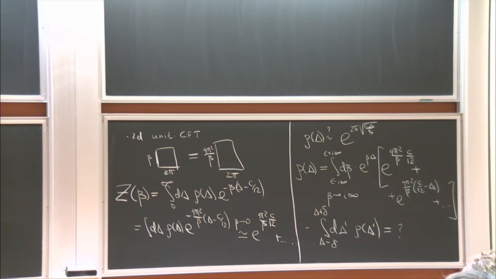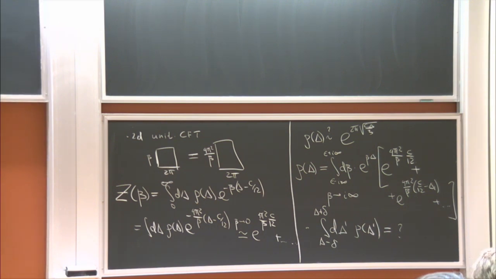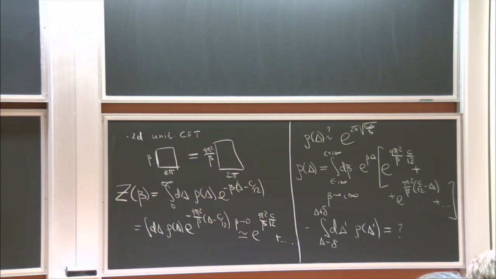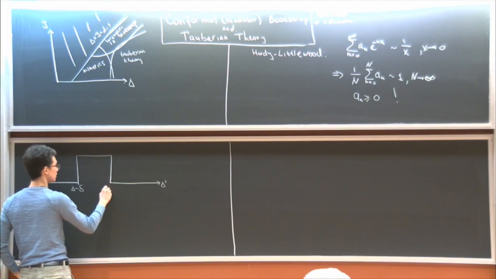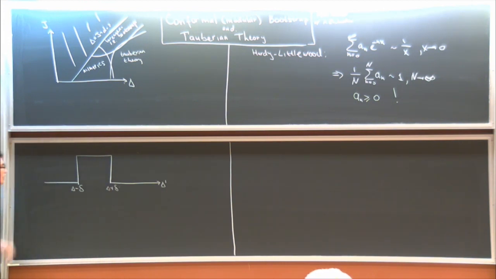Right. So that's the setup, and now I'll tell you how we derive something like that. So the idea is the following. We would like to bound the number of operators in this window, delta minus delta, delta plus delta, which we would later multiply by the density of states.